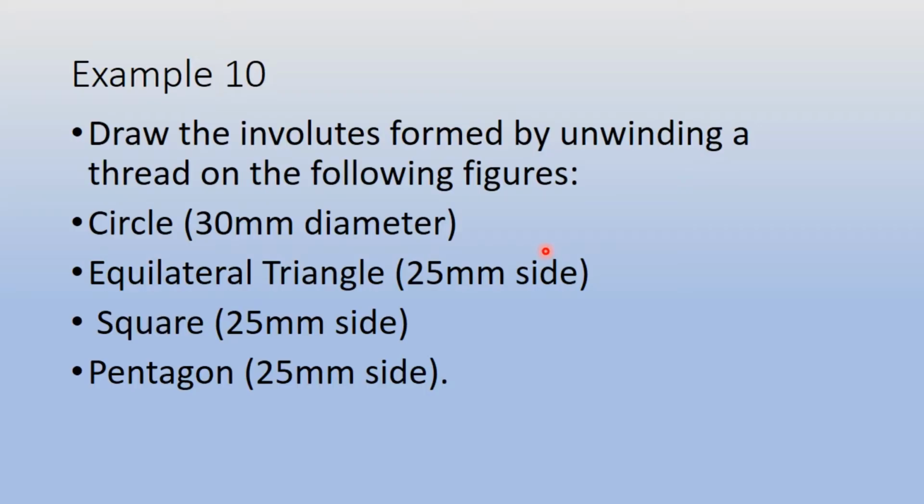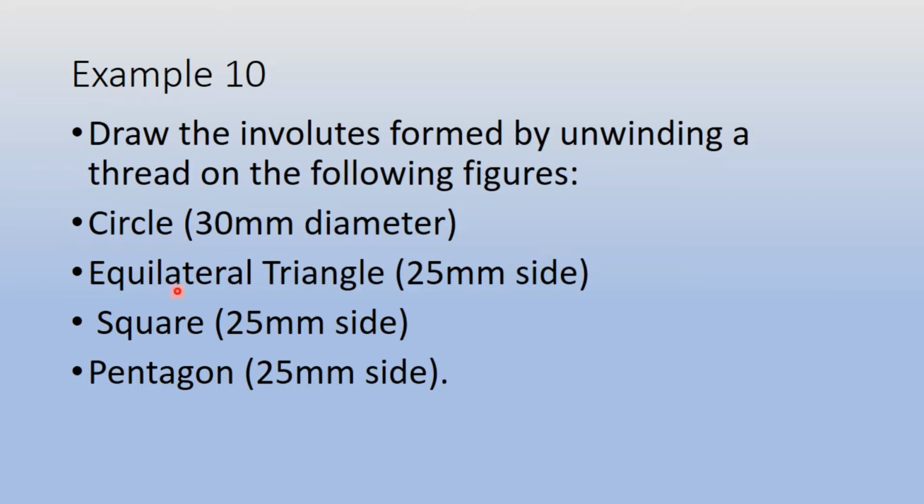So this is example number 10. Draw the involutes formed by unwinding a thread on the following figures. Say these are the plain figures: circle, equilateral triangle, square and pentagon. There are 4 questions. And involutes, as we have seen in the introduction part, is a curve which has been obtained by unwinding a wire, thread or string on a particular figure, like for example say triangle or square.